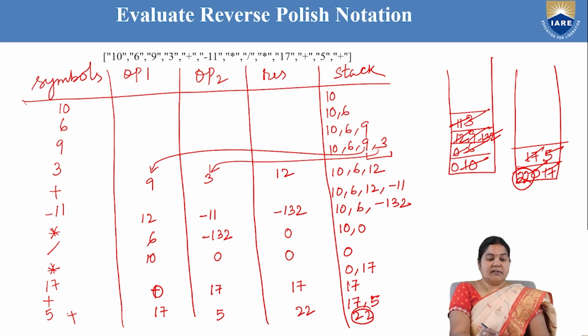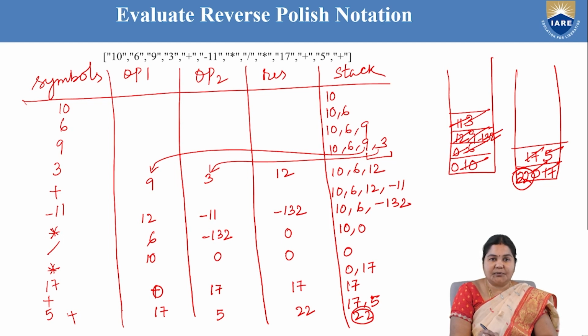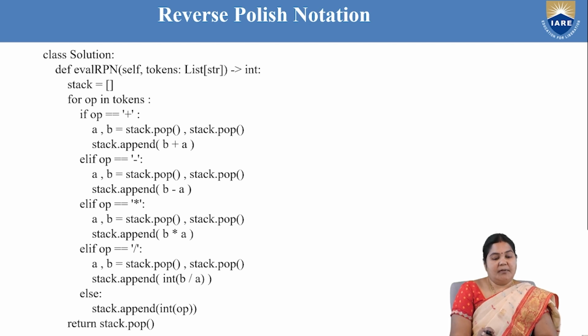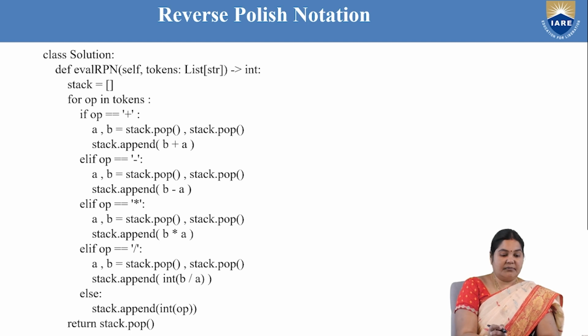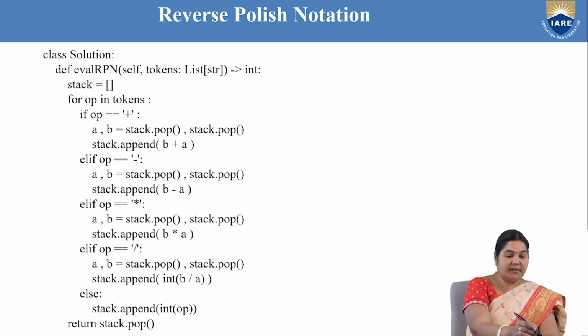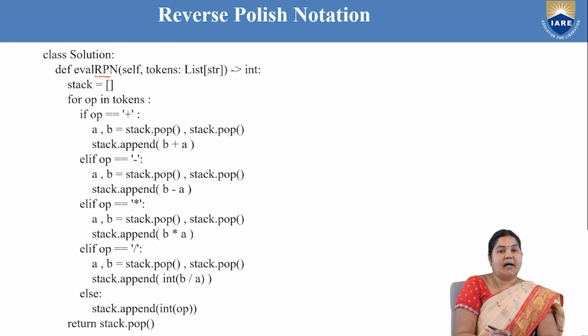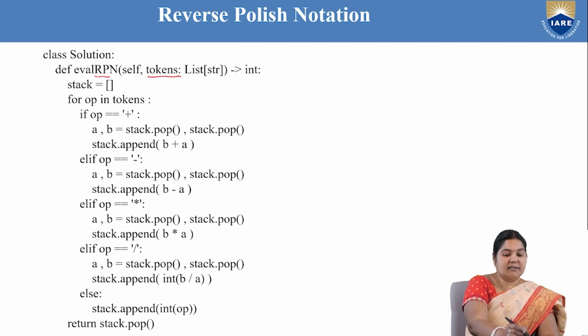So through this, hope you have understood how to evaluate a postfix expression or reverse Polish notation. Now, once you understand the evaluation process, it is easy to code it. Now let us see the coding of this problem using Python. Here we have a function called evaluateRPN. RPN stands for reverse Polish notation, and we are giving the input as tokens.